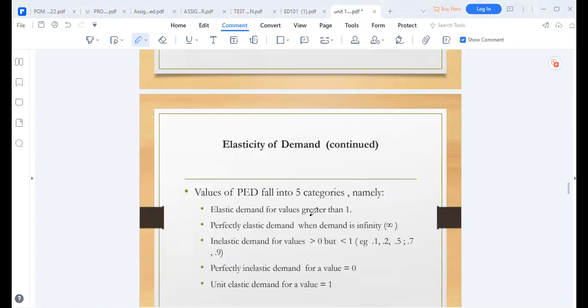Number one, if it's greater than 1, we say it is elastic. Of course, we know elasticity of demand always is a negative, but just ignoring the signs, if we have a number which is greater than 1, it simply means that demand is elastic. If we have a number which is exactly 0, we say demand is perfectly inelastic. If we have a number which is exactly 1, we say it is unit elastic. If it's between 0 and 1, we call that inelastic. If it is infinite, a very big number, we call that perfectly elastic.